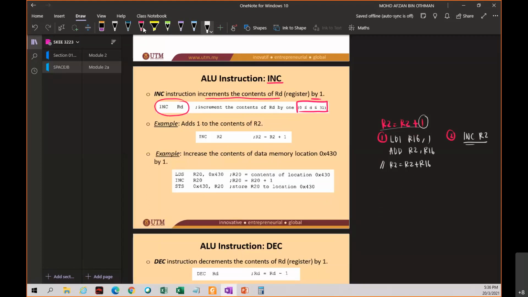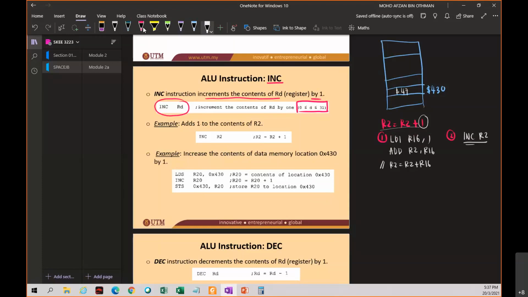Okay, so another example, increase the content of data memory location dekat alamat 430 by 1. Okay, so kamu ada, so this is your memory address, data memory, GPR dengan IO. Okay, the persoalan here is kamu ada value dekat alamat 430, tapi kamu nak increase this value here by 1. So macam mana nak buat? Okay, contohlah value asal kat sini saya letaklah dia 47. Okay, kamu nak increase 47 ni supaya dia jadi 48. So how to do that? Macam mana nak buat?